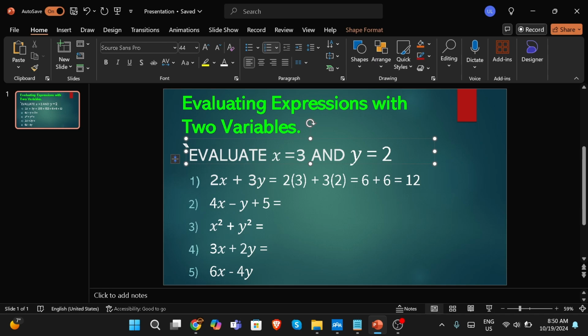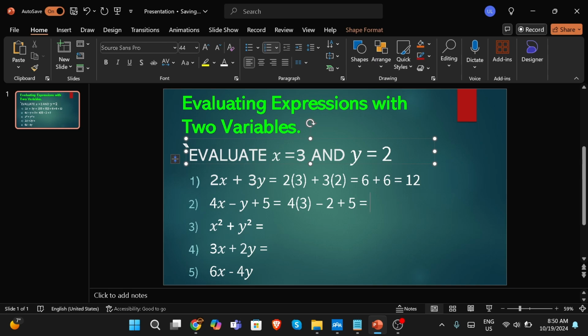All right, now let's proceed to the second question, which is 4x minus y plus 5. Now this one might sound complicated, but it is actually easy. So 4x is 4 inside of the parentheses 3, and then minus y plus 5, which is 2 plus 5.